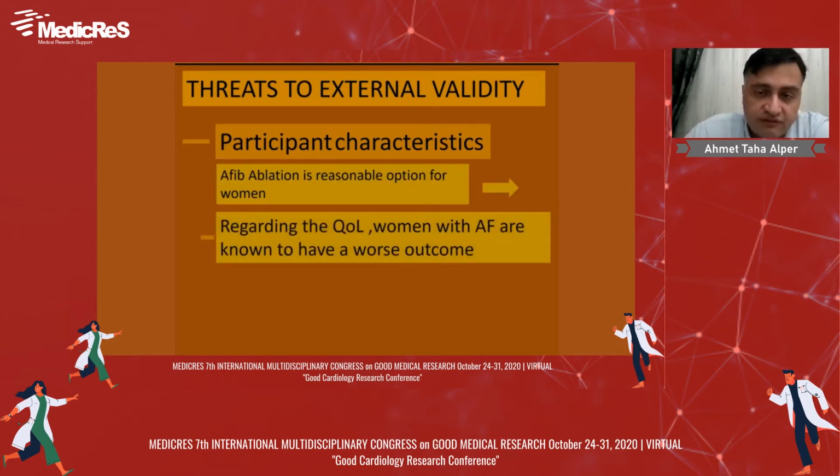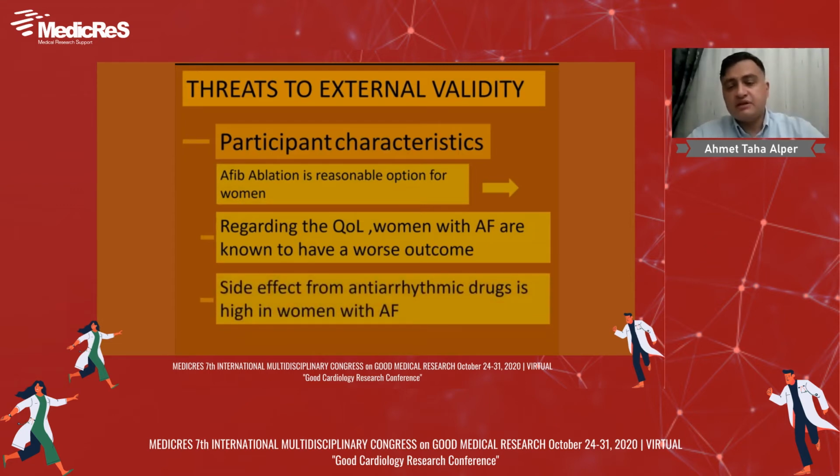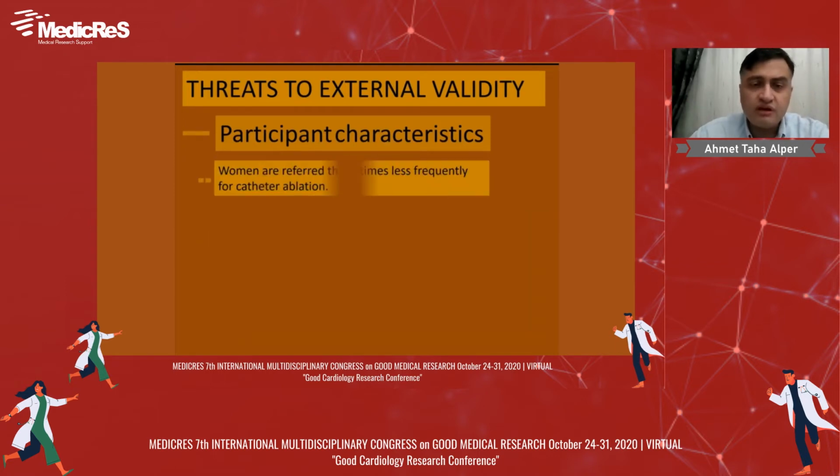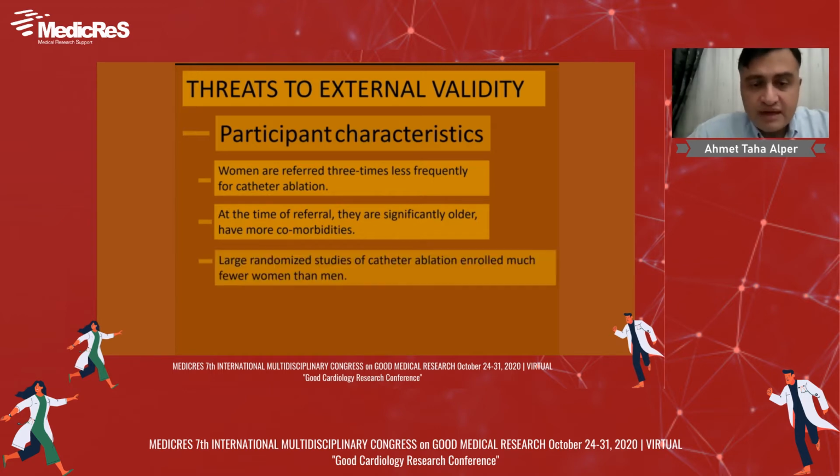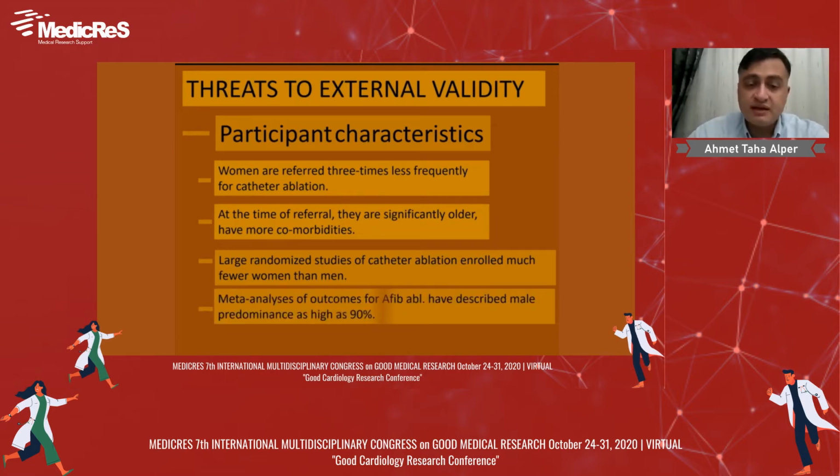Regarding the quality of life, women with AF are known to have worse outcomes, and side effects from the antiarrhythmic drugs are high in women with AF. So they have more proarrhythmia and more fatigue with drugs. But women are referred 3 times less frequently for catheter ablation. At the time of referral, they are significantly older and have more comorbidities. Large randomized studies of catheter ablation enrolled far fewer women than men, and meta-analyses of outcomes for Afib ablation have described male predominance as high as 90%.